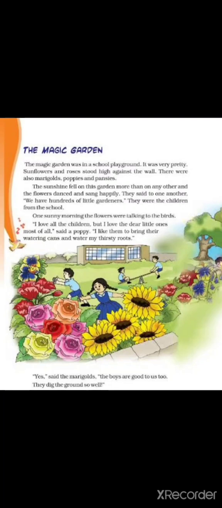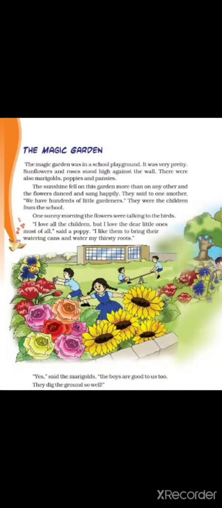When they were dancing and singing happily, they were talking to each other that we have hundreds of little gardeners. There are so many gardeners who are waiting to come and join us to enjoy the beautiful moments with us. And those gardeners are none other than the kids, the children in that school. Of course, this magic garden was situated in that school campus, in that school playground. So the gardeners there are the small children. All these flowers and plants were waiting for these children to come and play there.